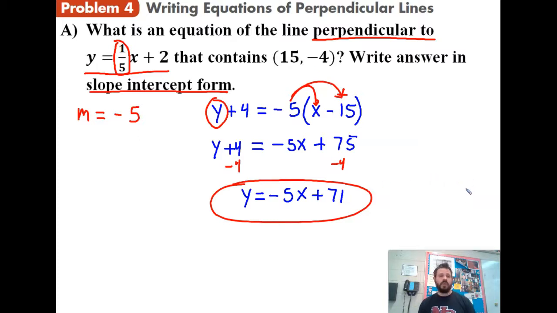Okay, we've got one more for you, problem 4, part B. Now it works out a little different, same perpendicular slope idea, but it's asking for something a little different. Why don't you take a minute, pause the video, see if you can work through that, and then hit play to check your answer.